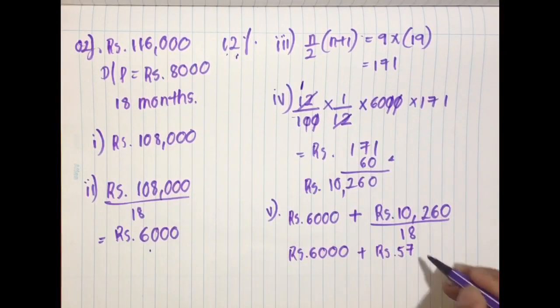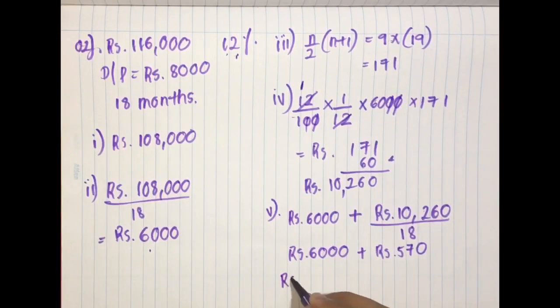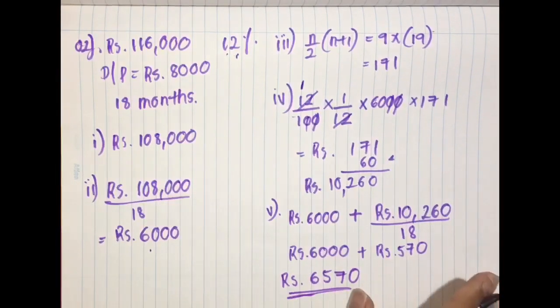No, it's not 57, it's 570. Okay, anyway, just have a check. Recheck. So the total answer will be, yes, it will be equal to 6,570. Is that clear? Okay.